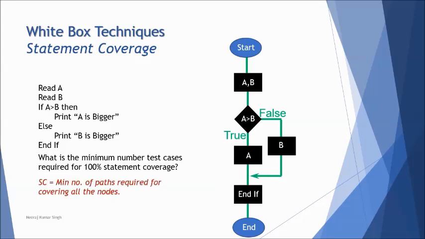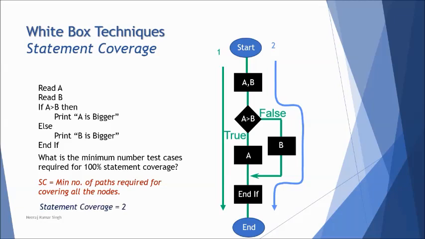So generally SC is equal to the minimum number of paths, or we say that the number of test cases required for 100% SC is equal to the minimum number of paths required for covering all the nodes. And that can be done with the first path like this, where you can see that maximum paths are already covered, but there's one more path which is remaining, that is the B node. So we would need one more path to cover the 100% nodes. And that's where we say statement coverage is 2. So we need at least 2 test cases to have 100% statement coverage.